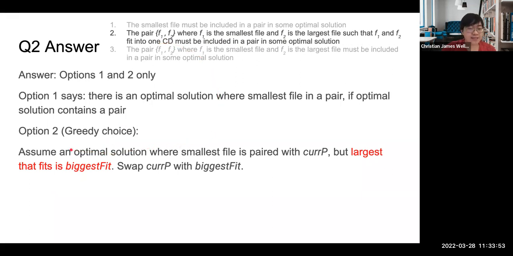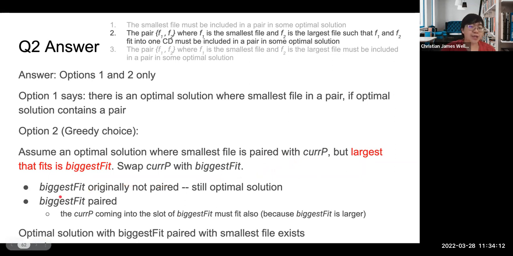So again, a similar argument here. We assume an optimal solution where the smallest file is currently paired with someone else, not paired together with something that fits the best. So what you do is swap the two and argue that it's going to fit. Same as before, we argue two cases: what if it's originally not paired, and what if it's originally paired?